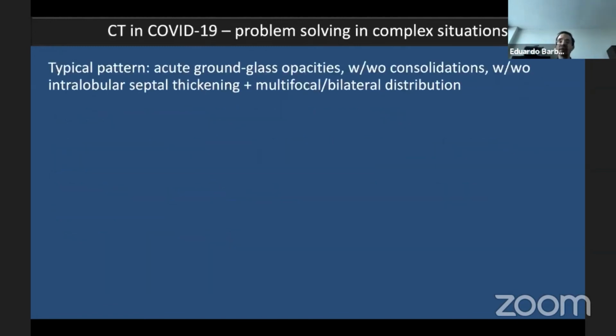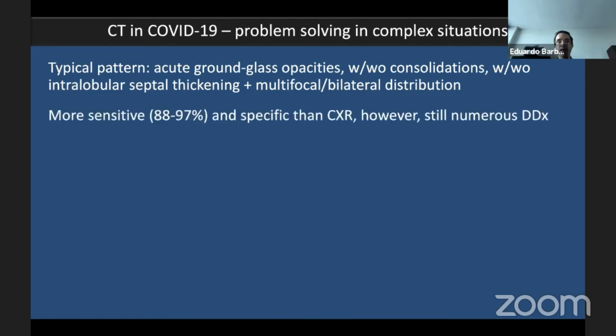So CT, as I said, is more sensitive and more specific. There are typical patterns that are suggestive of COVID-19 in the appropriate clinical setting. For example, when you have acute ground glass opacities that may or may not be associated with consolidations and interstitial thickening in a distribution that is multifocal and bilateral. And I will show some examples.